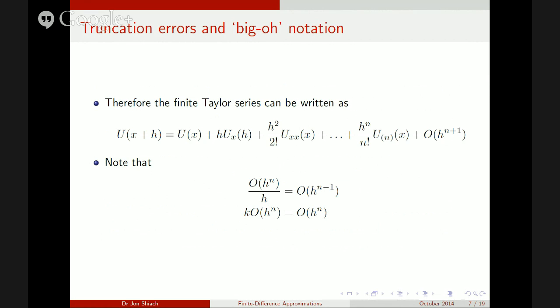I want you just to note a couple of properties of order h^n. If I divide order h^n by h, I get order h^(n-1). That's using properties of powers. If I have some scalar, some number k, and I multiply order h^n by that number, it doesn't change it. The behavior of the error as h tends to 0 is still the same. So I can multiply it by k, and it makes no difference. We're not interested in what the actual value is. We're interested in what happens as h gets smaller.